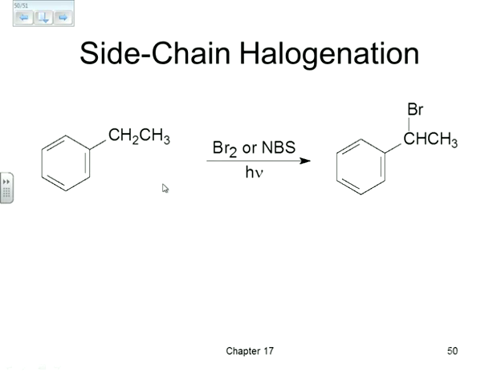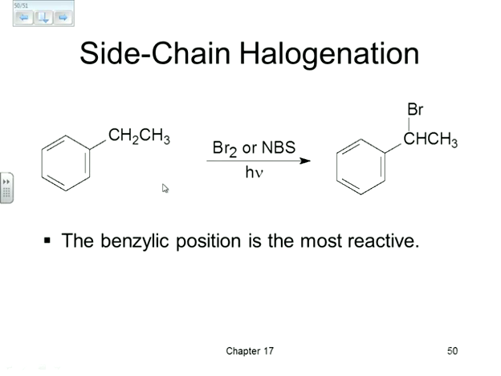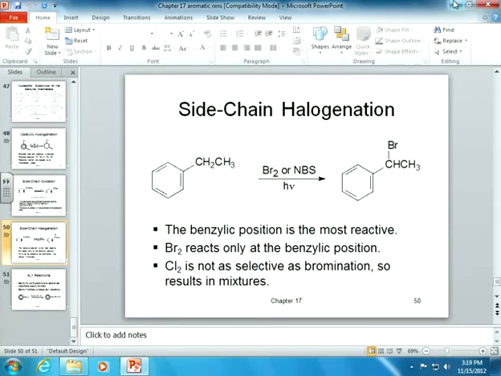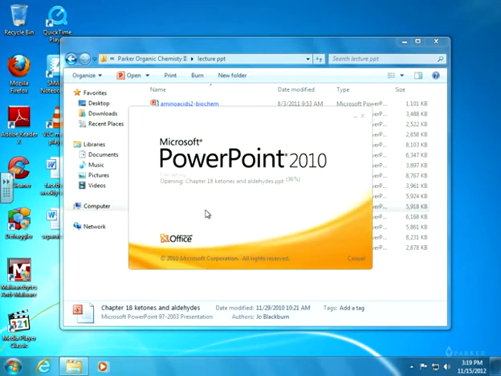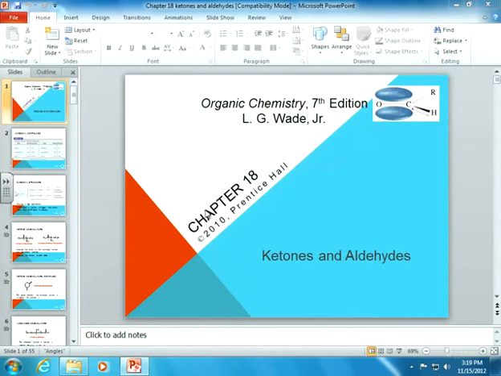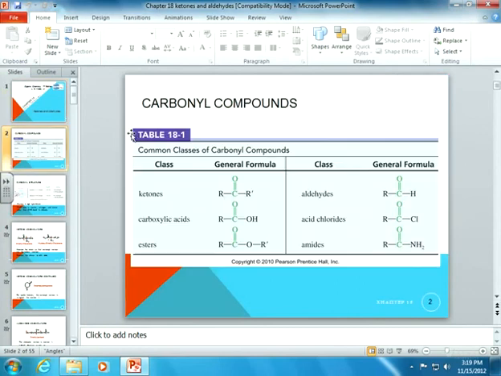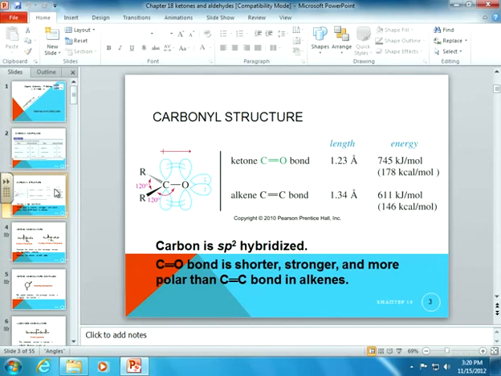Chapter 18 is ketones and aldehydes. What is a ketone? Carbonyl with what on each side? Carbon groups. And what's the aldehyde? Has a hydrogen. So here's my ketone, carbonyl with 2 carbons. Here's my aldehyde. I have at least 1 hydrogen coming off the carbonyl.